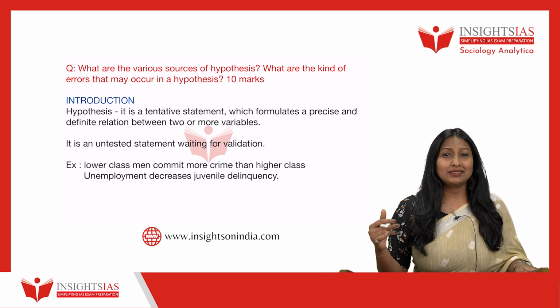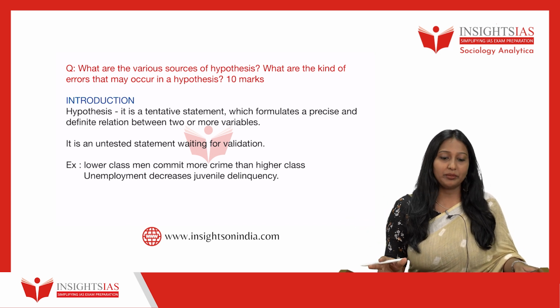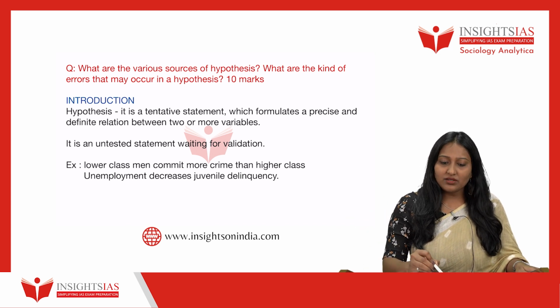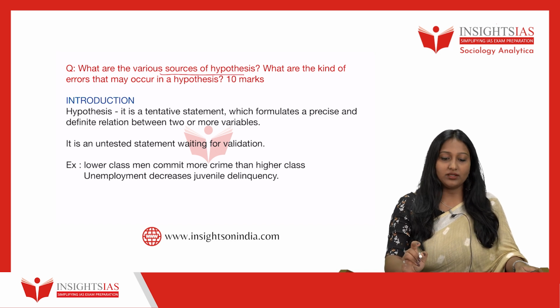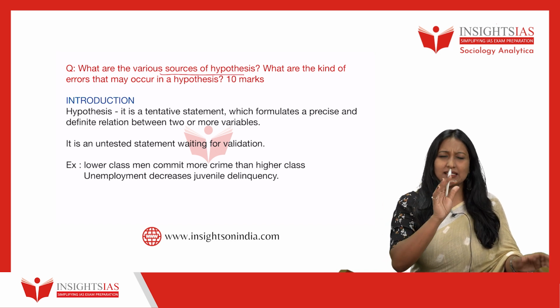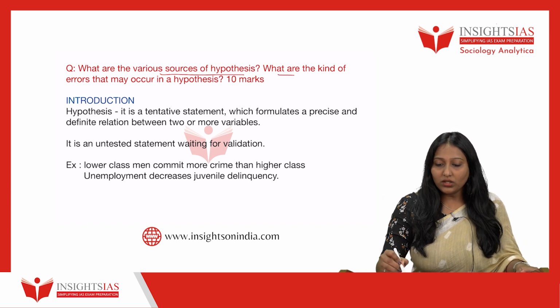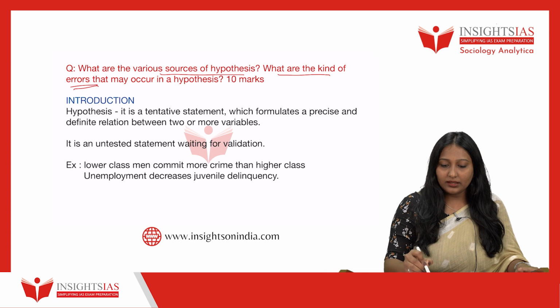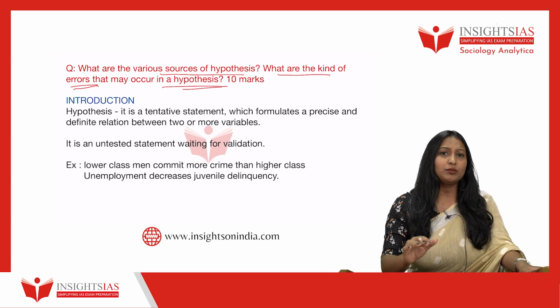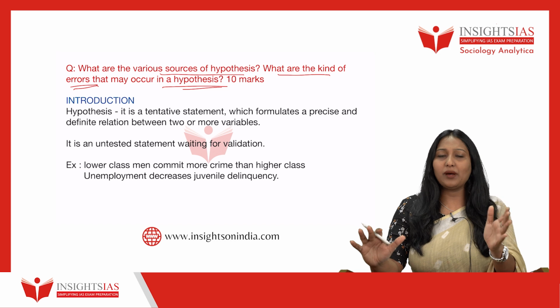So today I'll be discussing the last question in the research methodology chapter, and that is, what are the various sources of hypothesis? This is the first part of the question. The second part of the question is, what are the types of errors that may occur in a hypothesis? It's a 10 marker question.